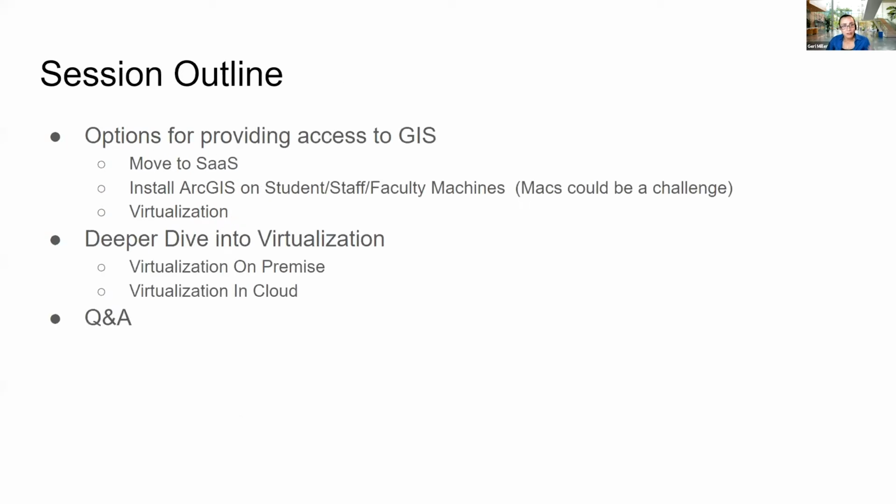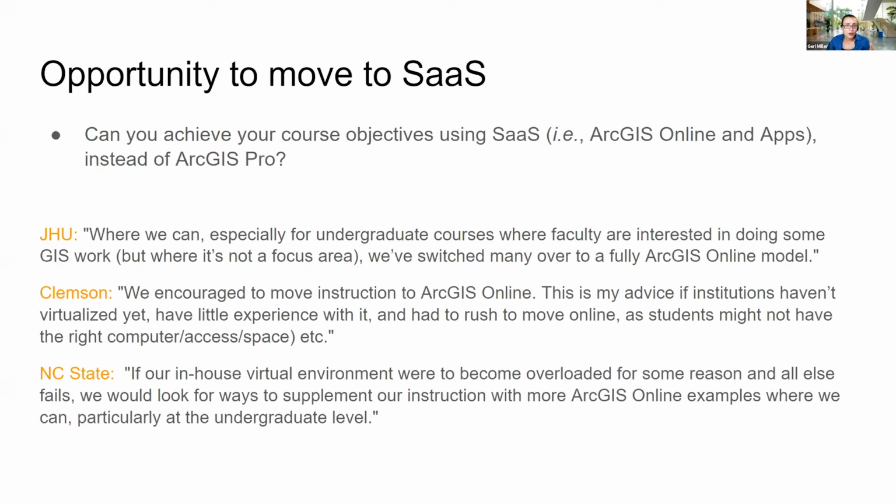The outline is going to be different options for providing access. We'll talk a little about the important notion of moving to SaaS. We'll talk about installing ArcGIS on student, faculty, and staff machines, and we do know that Macs could be a challenge, as I mentioned. And we'll take a deeper dive into virtualization, a couple of different options that we have there.